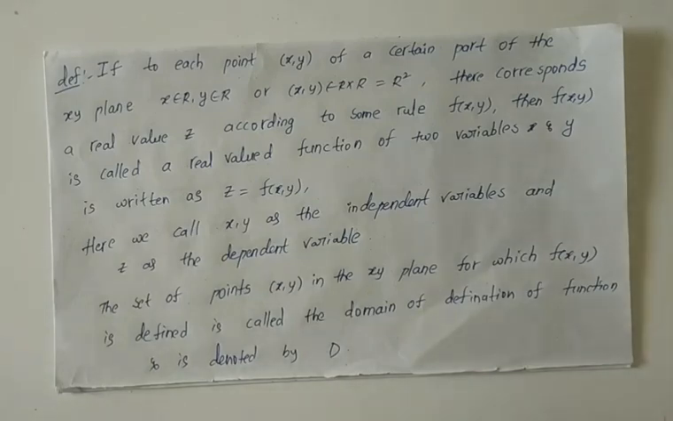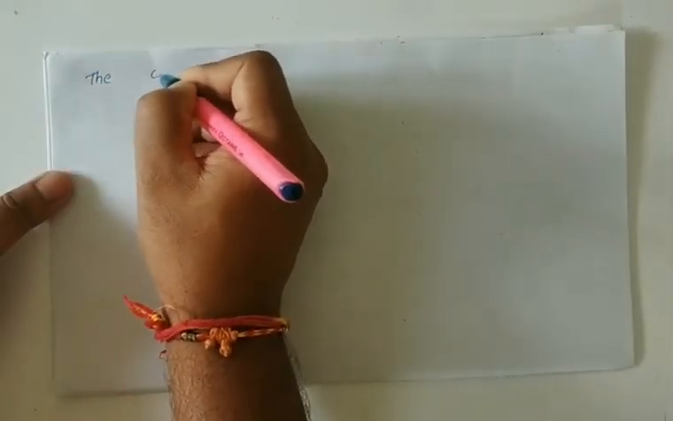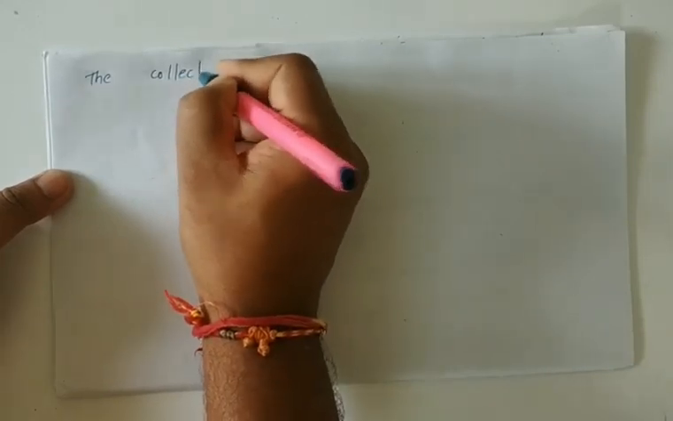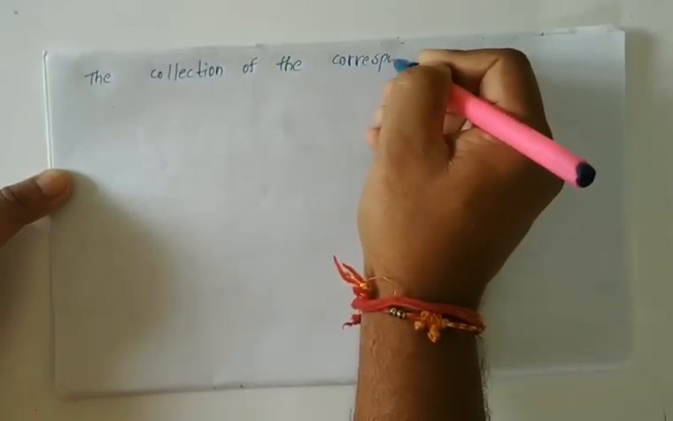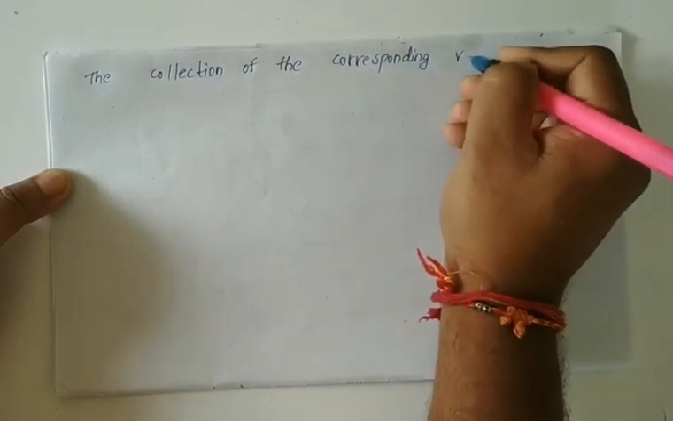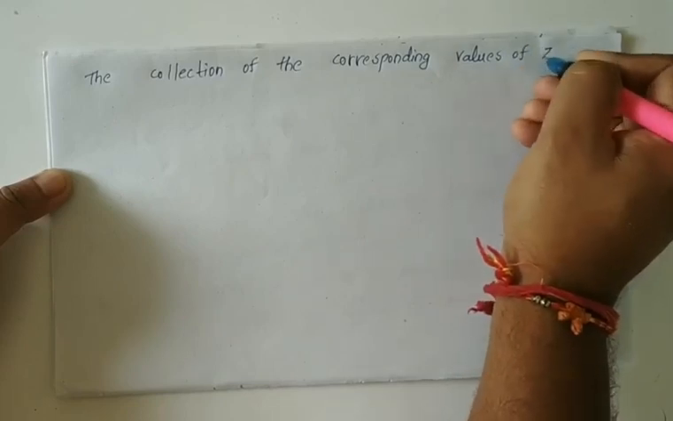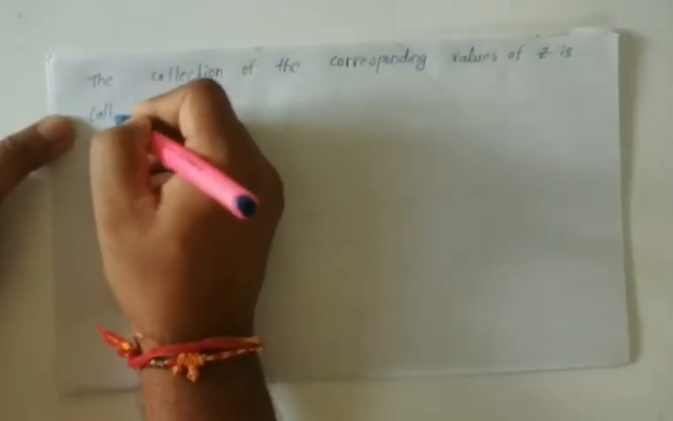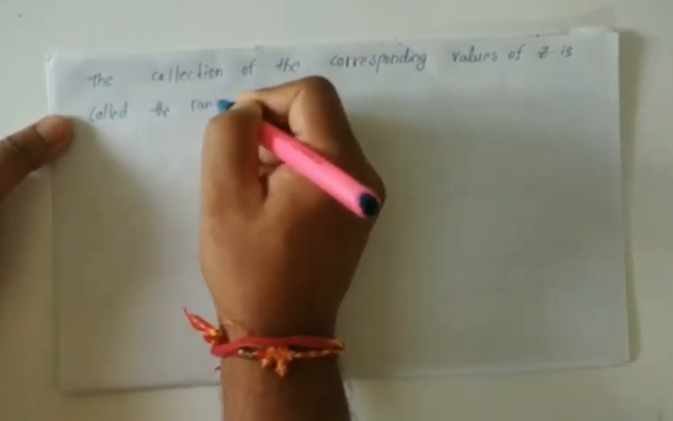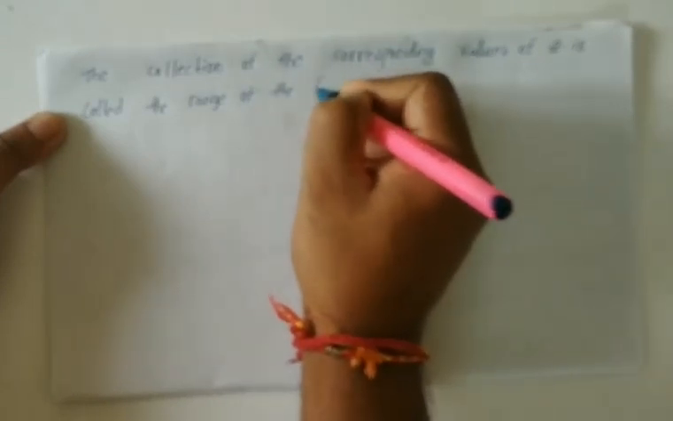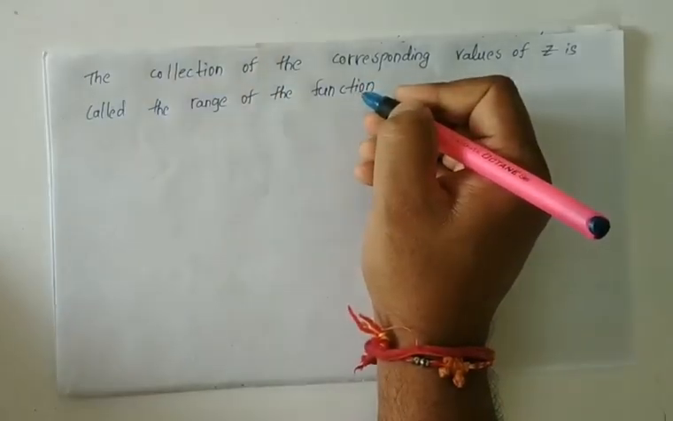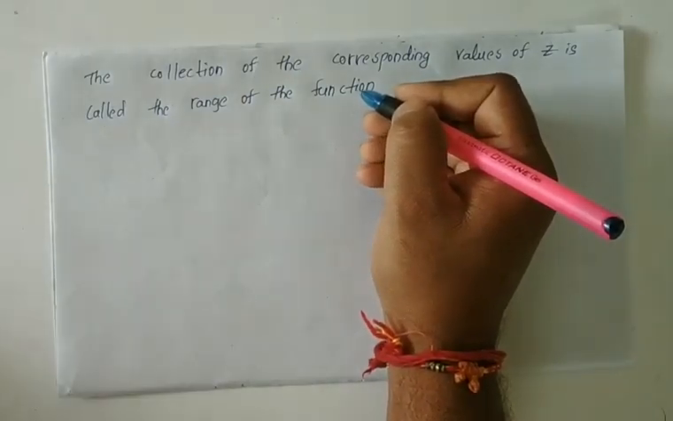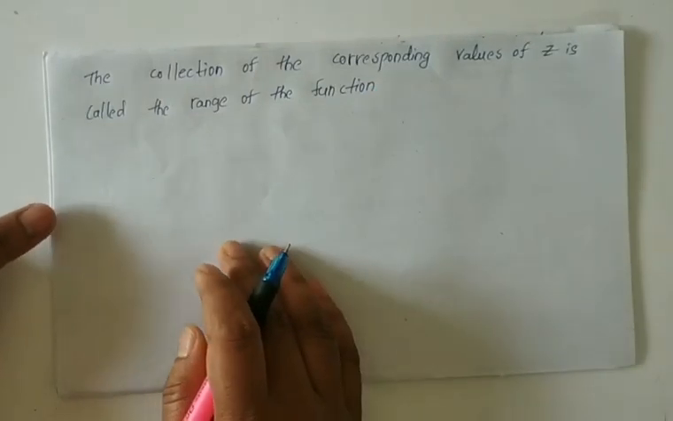Write down. The collection of the corresponding values of z is called the range of the function. Range of the function. Okay.